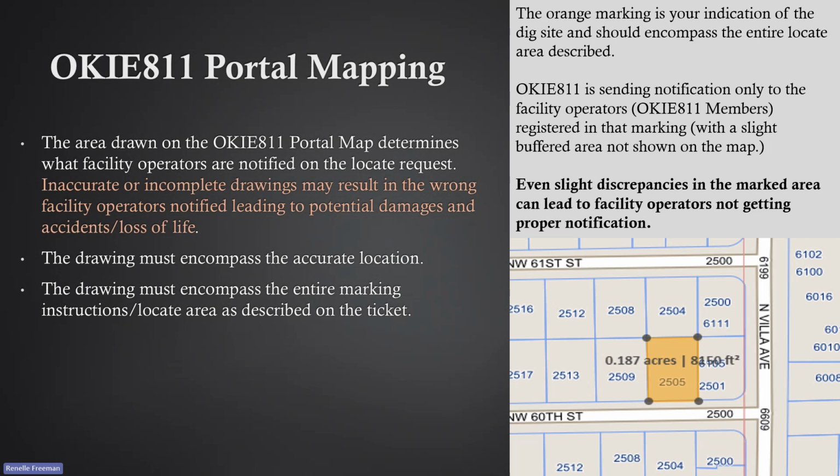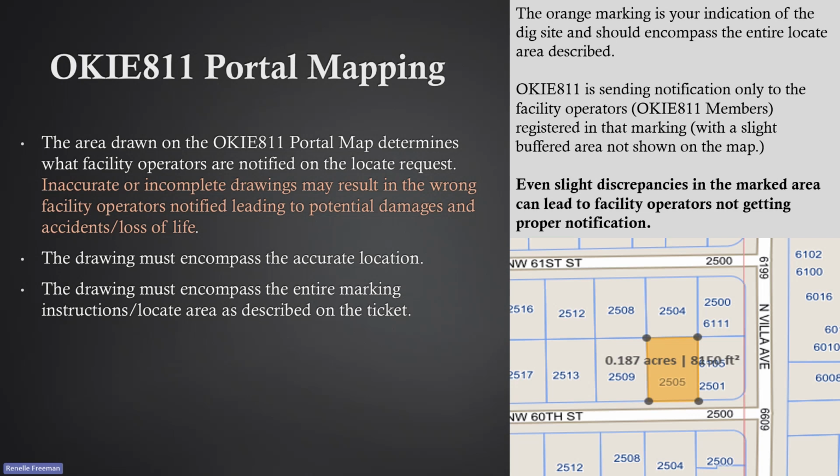So the OKI 811 portal mapping is a very important piece of submitting a locate request. The area drawn on the OKI 811 portal map determines what facility operators are notified on the locate request. So on the screen here, we have an orange polygon marked. If that is the indication of the dig site, that is determining what facility operators we're notifying, anybody within this orange polygon. So if you were to mark an area that was not large enough because you didn't encompass the entire dig site, then you would possibly not be notifying the correct facility operators.